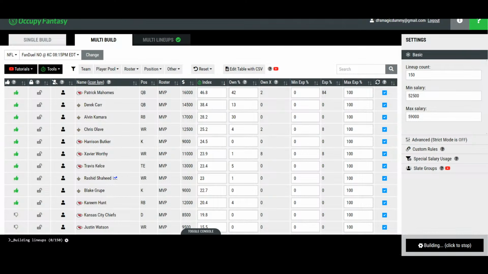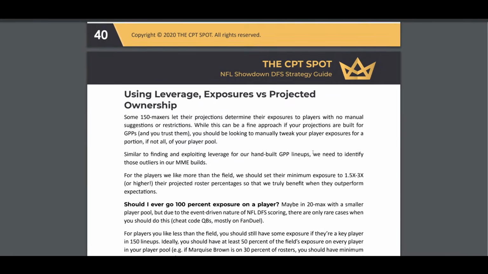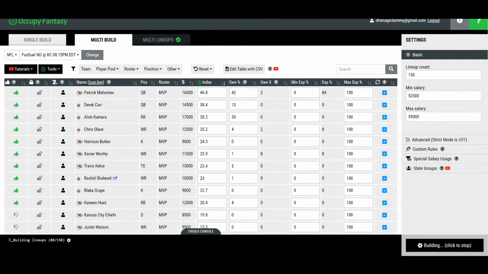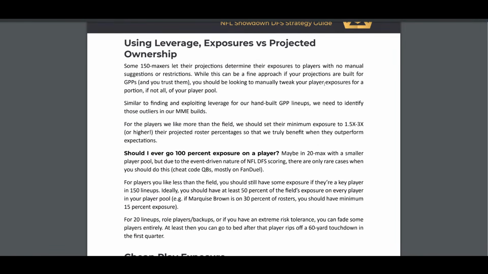Put this back on screen while we wait. All right, we're still building. Again, if you guys have questions about specific lineup building strategies or what I've talked about so far, throw it in the chat. If not, we'll keep going here.